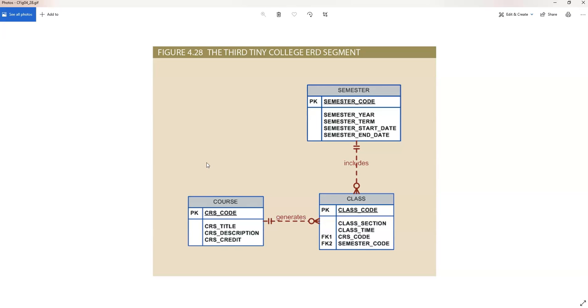These are just more examples, but it's good to see a bunch of examples. And again, if you're doing business rules, examples help. What are the business rules we can see here? We can see that a semester includes 0 or more classes in it. There are 0 or more classes held in that semester. A course generates 0 or more classes. A class is generated by precisely one course, and a class is included in precisely one semester.